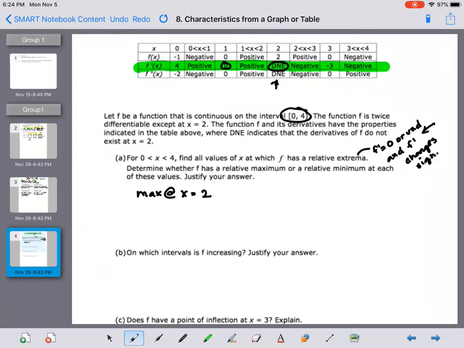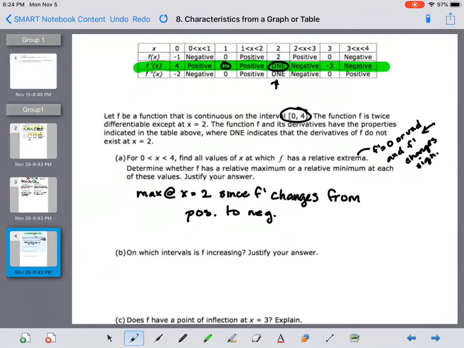So I have a max at x equals 2, and I want to justify: since f prime changes from positive to negative. Okay, and I'm done with that one.